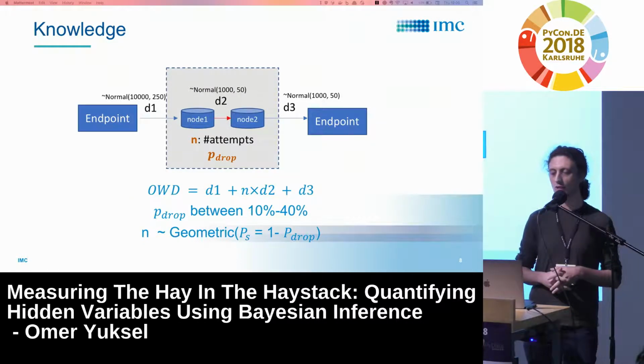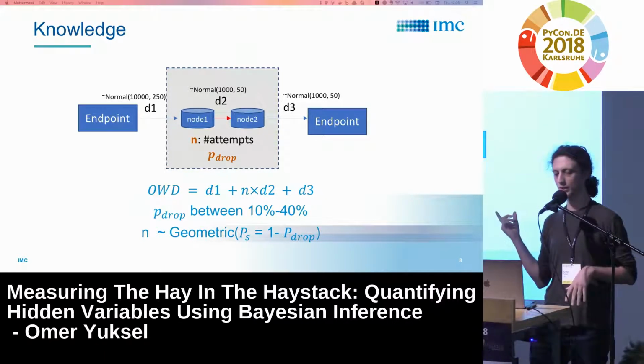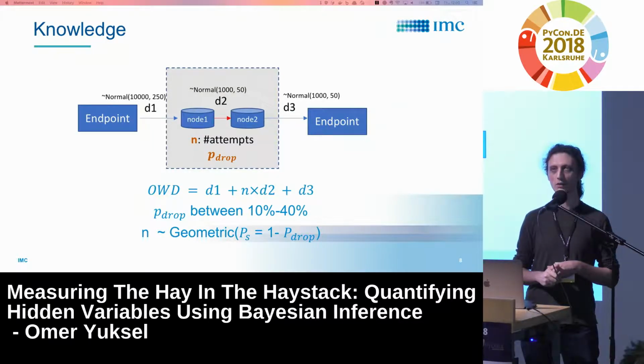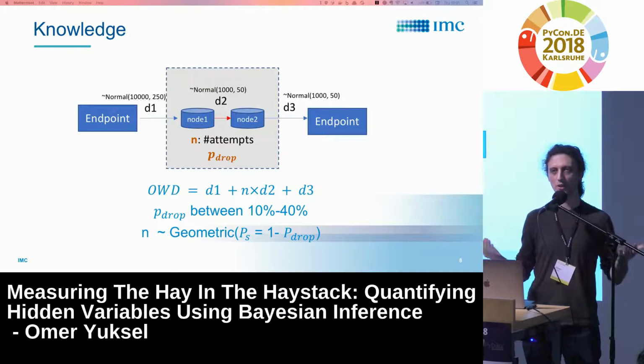Our knowledge is that we know the distribution of each and every hop. We know that there will be one or more attempts. We know that there's a fixed probability of packets getting dropped. We know that we can formulate the one-way delay as a sum of these individual delays.